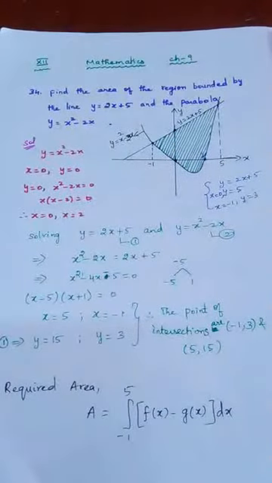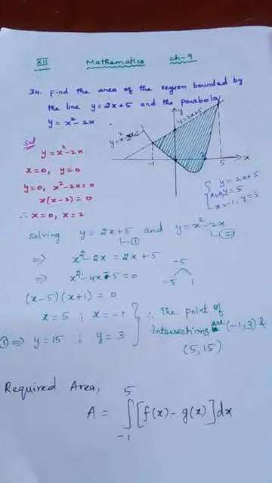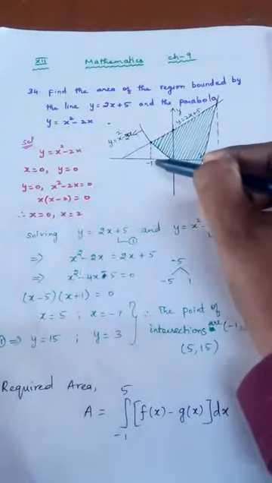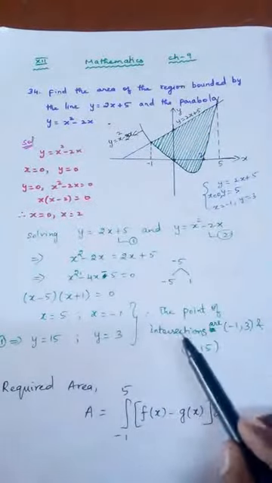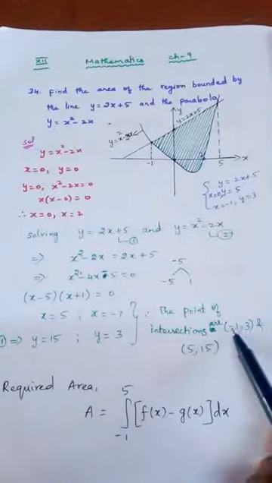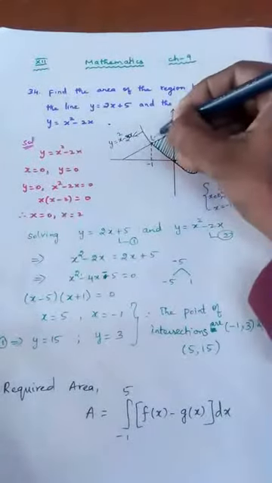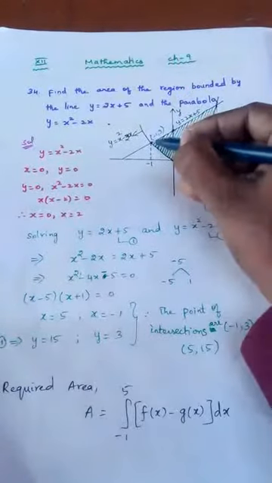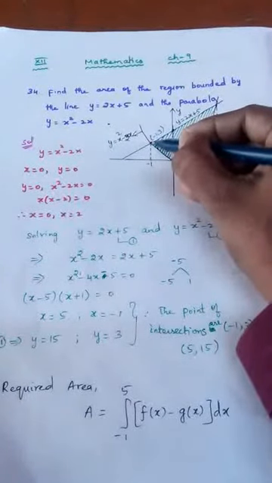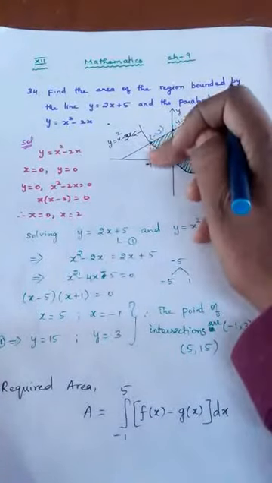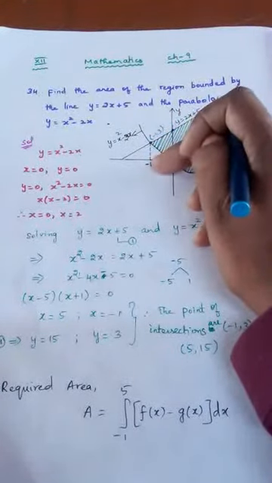So now we need to find the area. How to find? That is why I have marked the point minus 1 here. Why have I marked minus 1? Because we know the point of intersection is minus 1 comma 3. So minus 1 comma 3 is one point of intersection. The x value is minus 1, therefore if you plot this point here, the x value should be minus 1 here. So now we know this limit, minus 1.